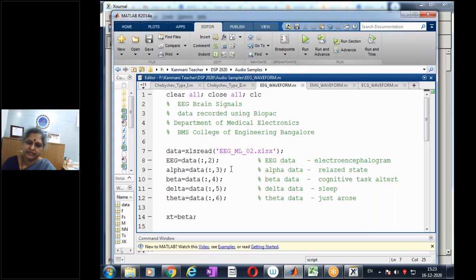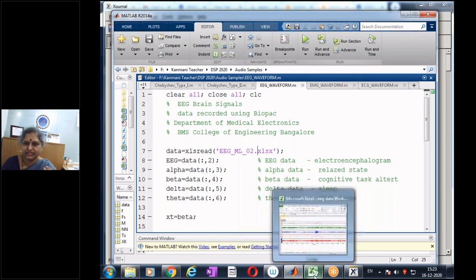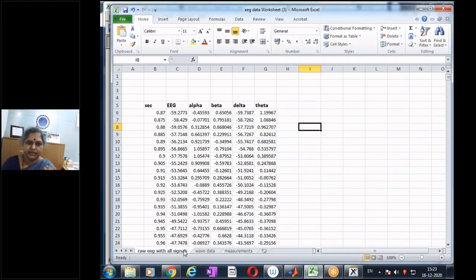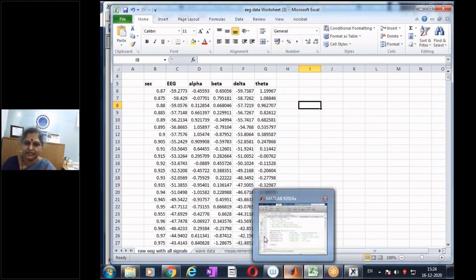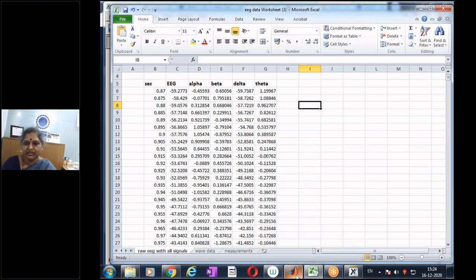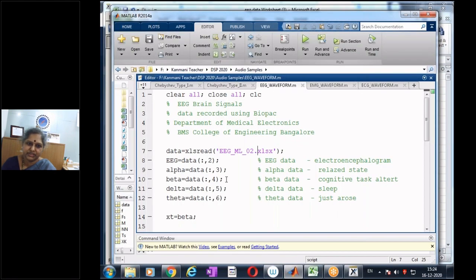So here this data, the EEG data, is captured in different columns, and we'll just have a look at it. This is the raw data, the time in one column, we have the EEG, the alpha, beta, delta, and the theta measurements, and this is the time domain signal. And let us try to get the spectrum of each of these and see what their frequencies are.